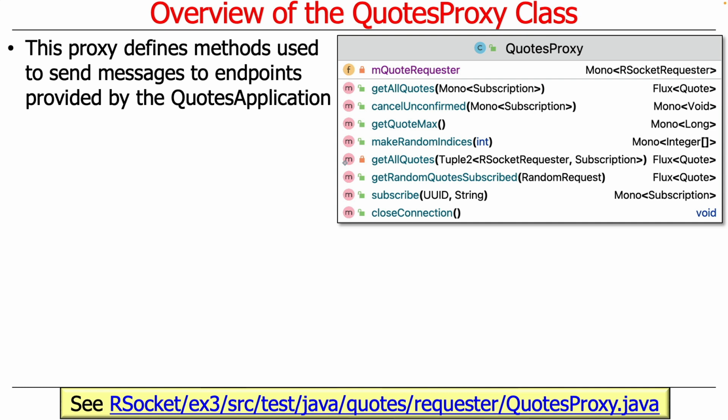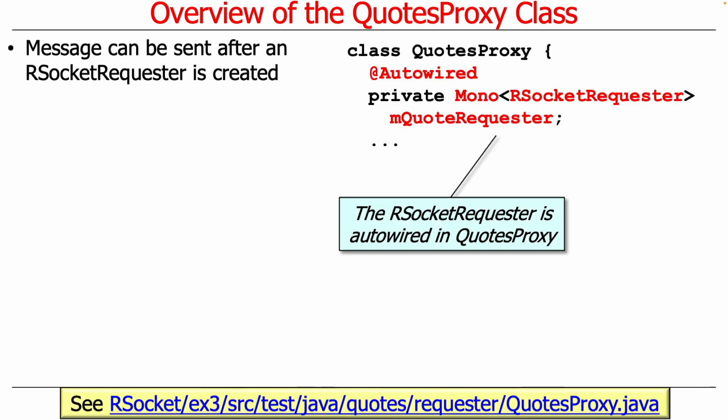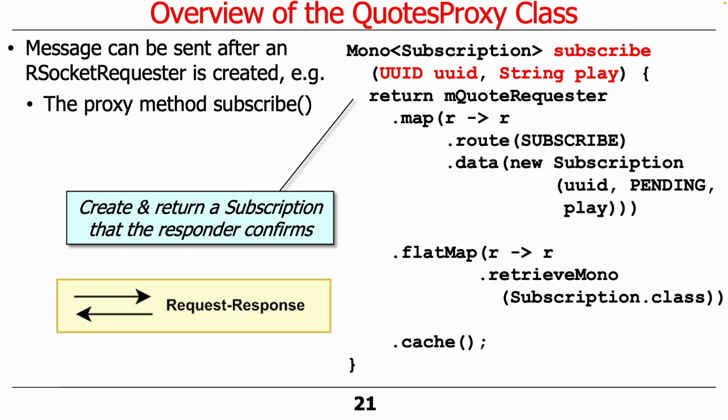Let's talk briefly about the QuotesProxy class, and then we'll talk briefly about the SentimentProxy class. There's some new things here we didn't talk about before. So this particular example shows off 3 models: request response, fire and forget, and request stream. We don't actually do the channel model here just because we don't need to show it. The messages can be sent after we establish the connection with the responder, and that's done through this auto-wired field called a quote requester, which is auto-wired over in the requester beans package.